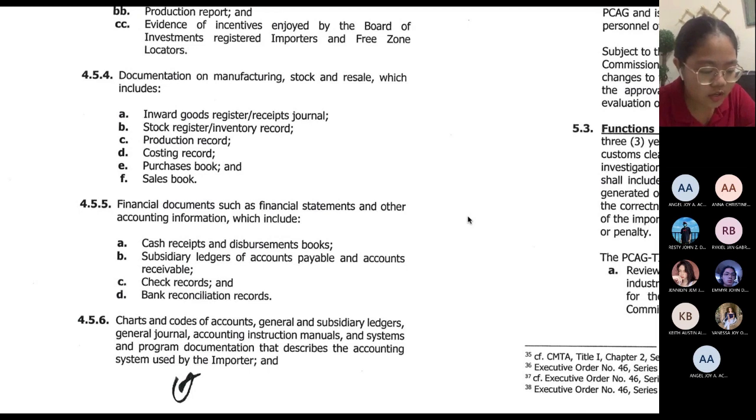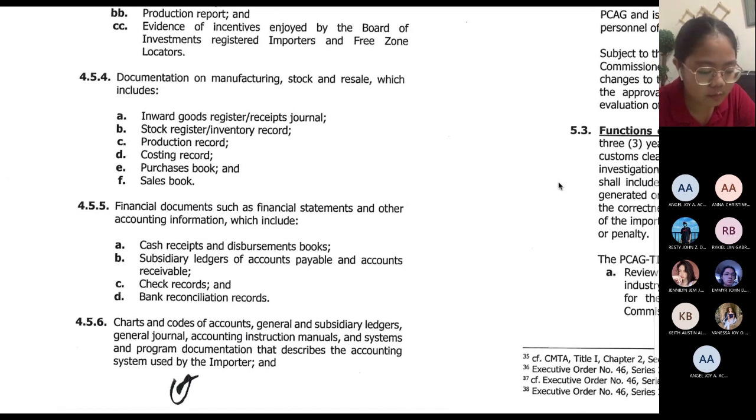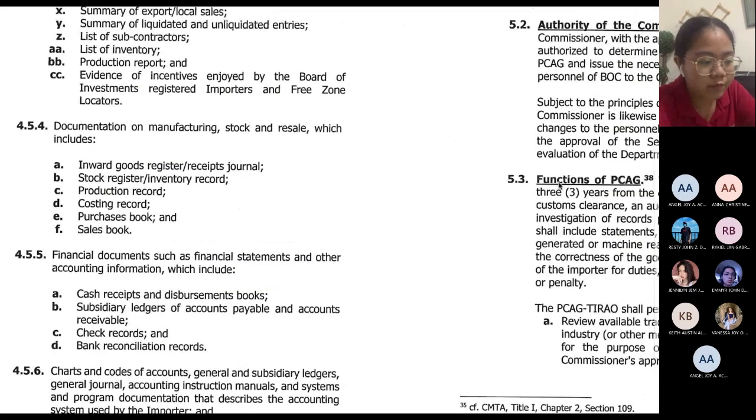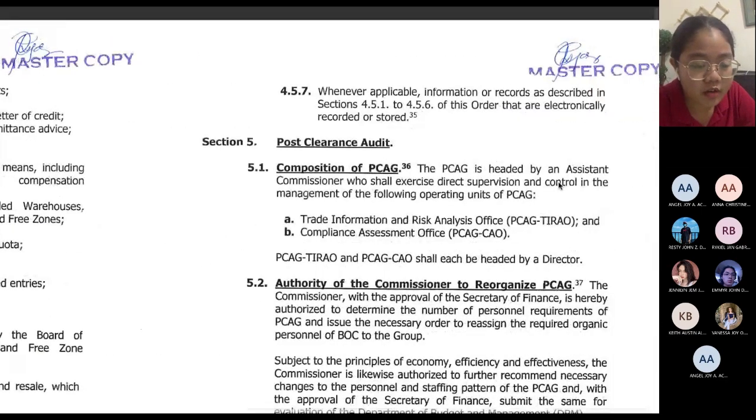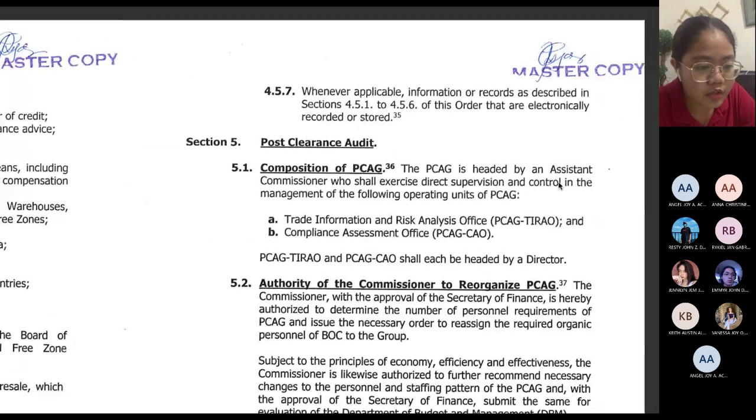4.5.6 Charts and codes of account, general and subsidiary ledgers, general journal, accounting instruction, manuals and systems, and programs documentation that describes the accounting system used by the importer, and 4.5.7, whenever applicable, information or records as described in sections 4.5.1 to 4.5.6 of this order that are electronically recorded or stored.